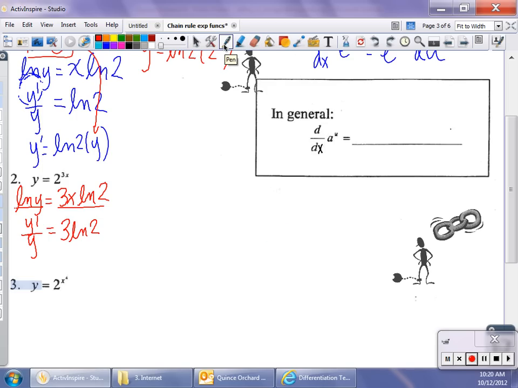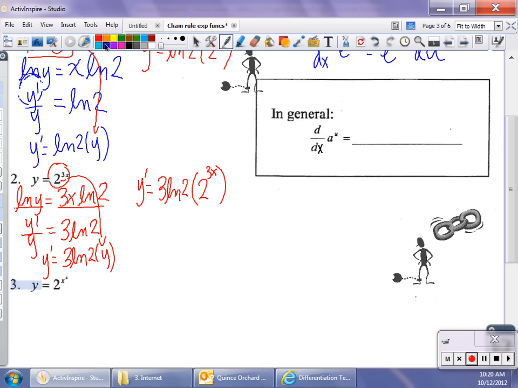We want the derivative, so we want y prime by itself, so I'm going to multiply both sides by y, and that gives me 3 ln of 2 multiplied by y, and just like I did in the first problem, I want this in terms of x, so I'm going to replace the y. So in this problem, y prime, or the derivative, is equal to 3 ln of 2 multiplied by the original function 2 to the 3x.